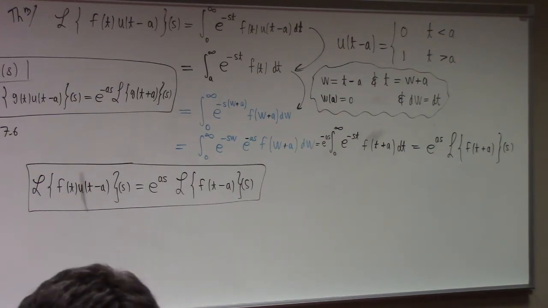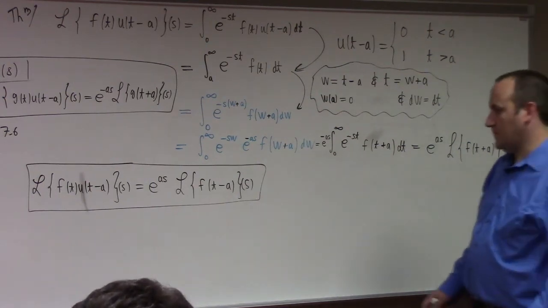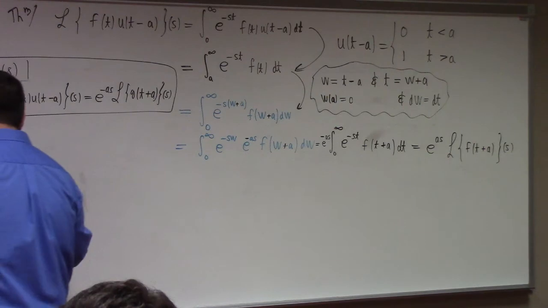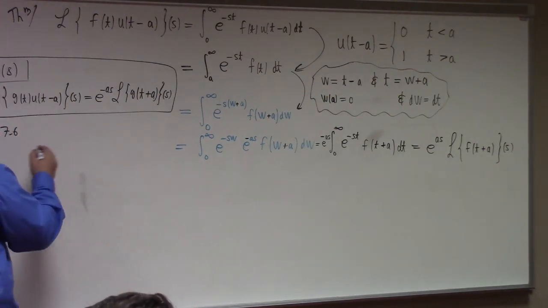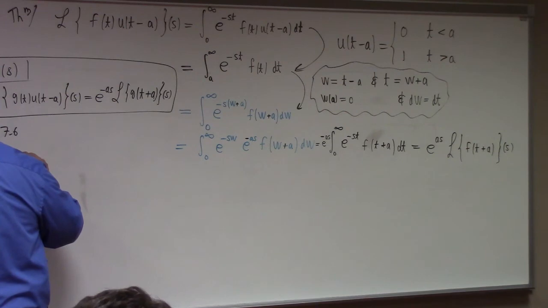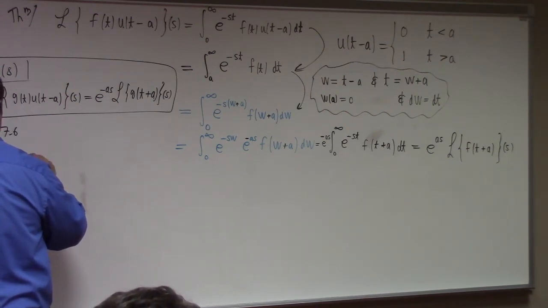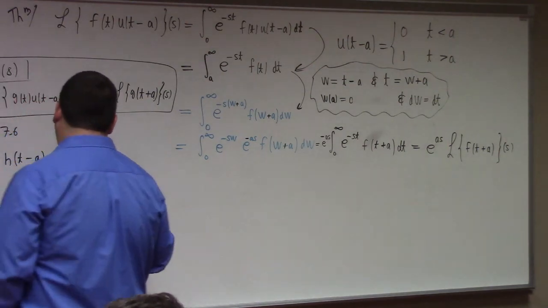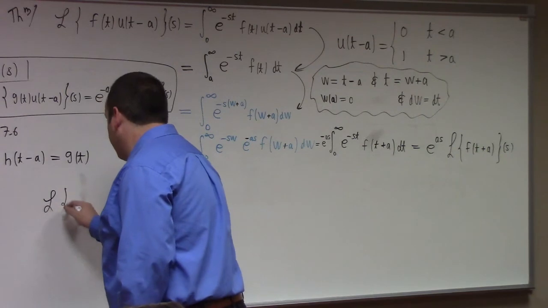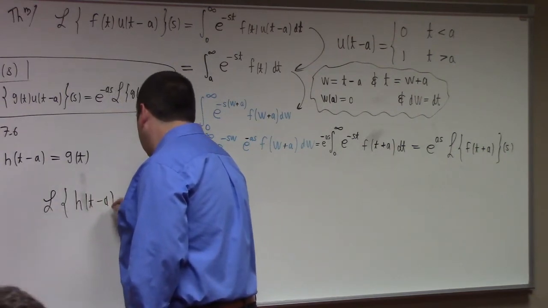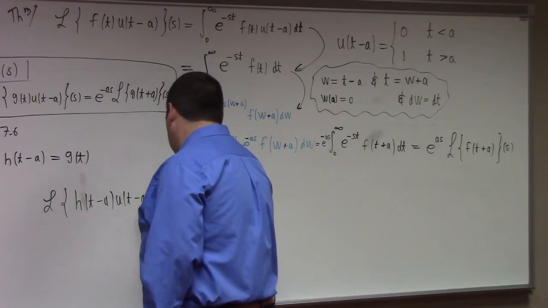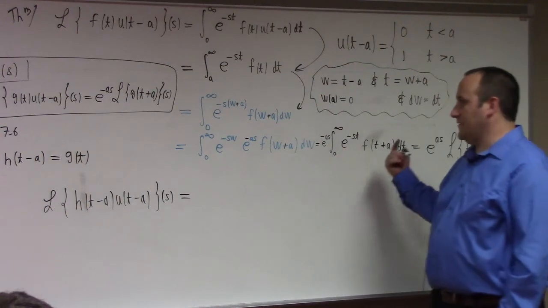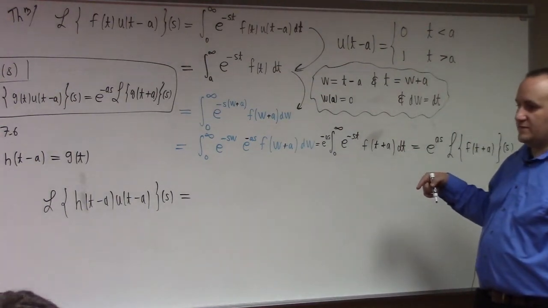Now, there's a related theorem here, right? This is what let me erase the offending boxed equation. Let me introduce yet another letter, h. Suppose we had h of t minus a equal to g of t in the theorem I just worked out. What would we have? The Laplace transform of h of t minus a, u of t minus a. What would that be equal to? So I'm just saying, apply the theorem using h of t minus a equal to g of t.